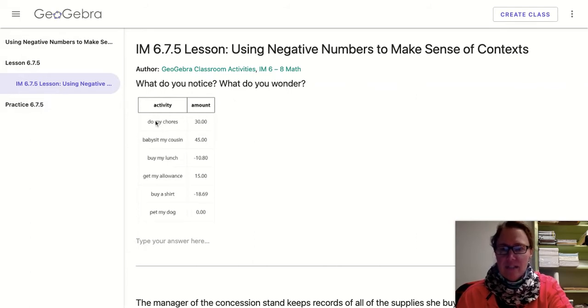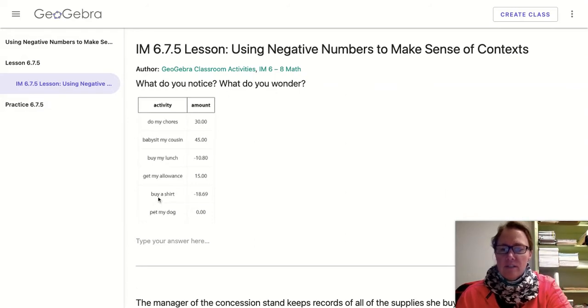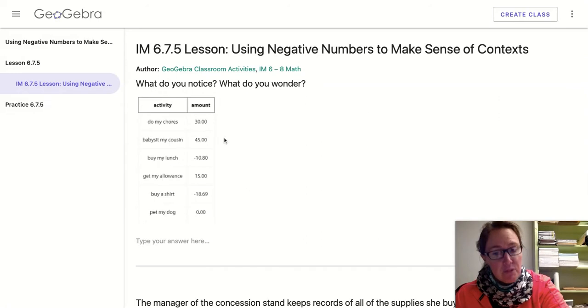And then it has some activities like do my chores, $30. Well, I'm assuming it's dollars. Babysit my cousin, 45. Buy my lunch, negative 10.8. Get my allowance. Here's what I notice. My dog doesn't pay me cash money to pet her. But it looks like if I buy something, then I have a negative. And if I'm getting my allowance or other things where I feel like I'm getting paid, those would be positive.